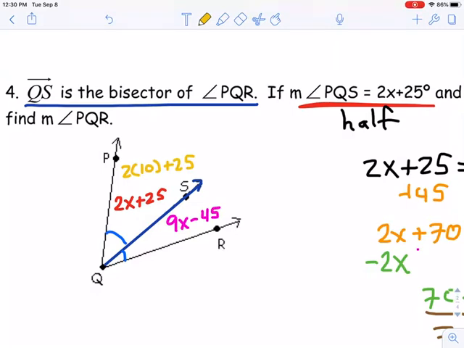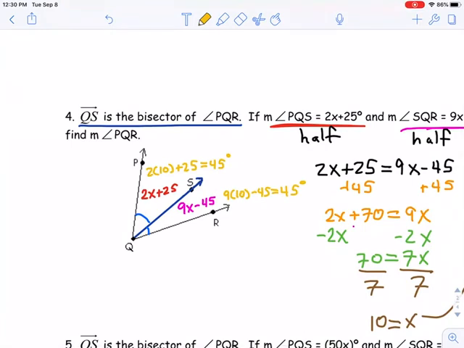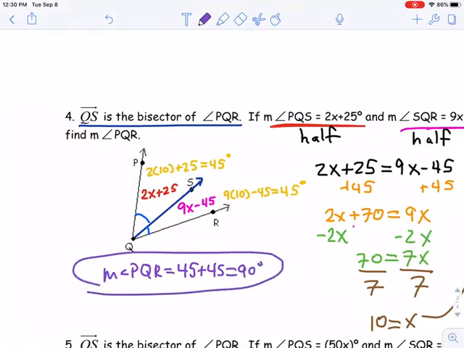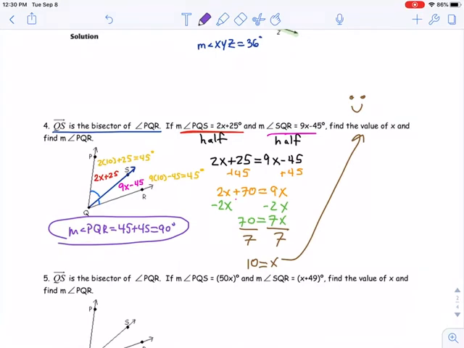I get 2 times 10 plus 25, that equals 45. I get 9 times 10 minus 45, and that also equals 45. So that's nice. Both parts are 45 degrees. That's exactly what I want. I want the same number. And it told me to find the measure of PQR. So I'm going to do 45 plus 45, and it's 90 degrees. And I answered the problem. I'm done. All right? So what's nice about this problem is by plugging it in, I check my work, I'm super confident with this answer.